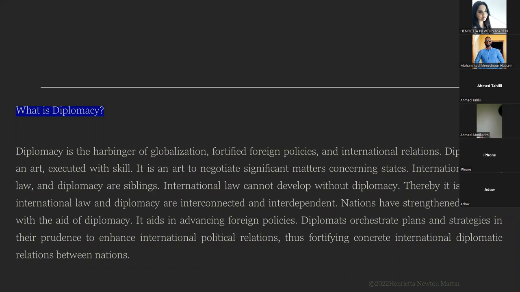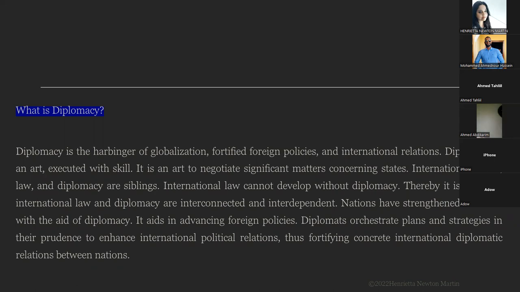And when well executed with skill, it really yields good results. It is an art to negotiate significant matters concerning states, international affairs, law and diplomacy, as I said earlier, as siblings. International law cannot develop without diplomacy, again, in my view. Thereby, it is said that international law and diplomacy are interconnected and interdependent.